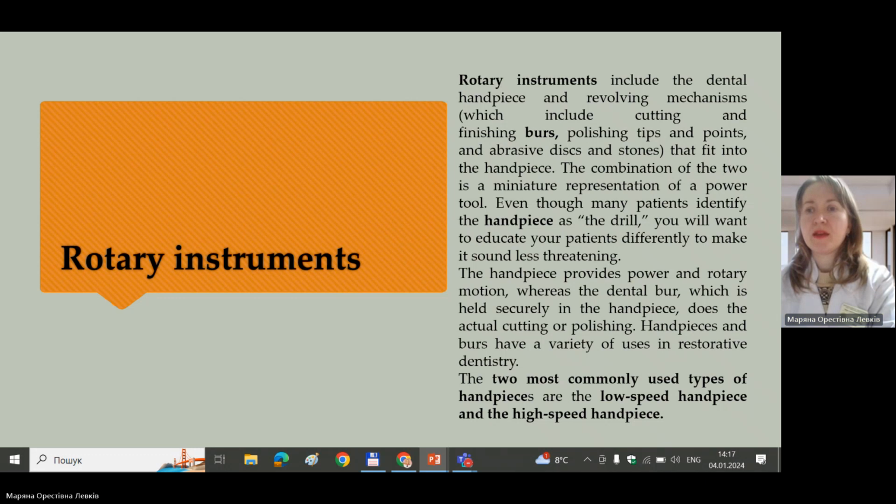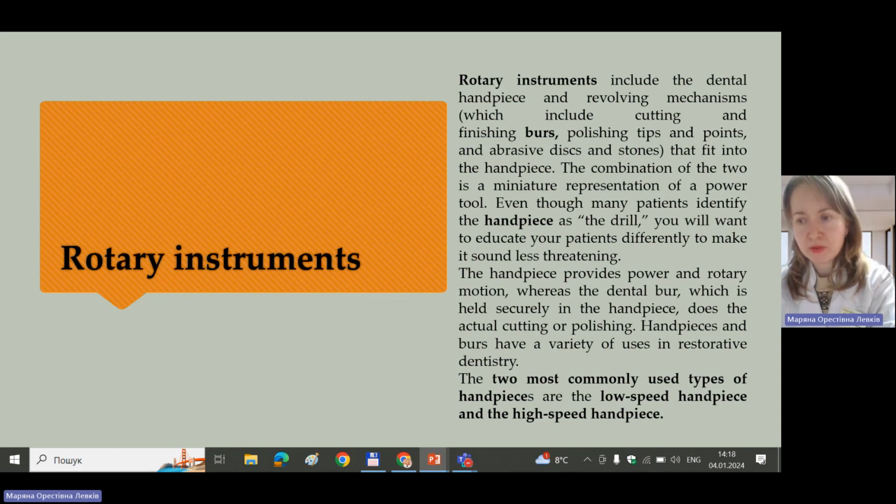Rotary instruments include the dental handpiece and revolving mechanism, which include cutting and finishing burrs, polishing tips and points, and abrasive discs and stones that fit into the handpiece. The combination of the two is a miniature representation of a power tool. Even though many patients identify the handpiece as a drill, you will want to educate your patients directly to make it sound less threatening. The handpiece provides power and rotary motion, whereas the dental burr, which is held securely in the handpiece, does the actual cutting or polishing.